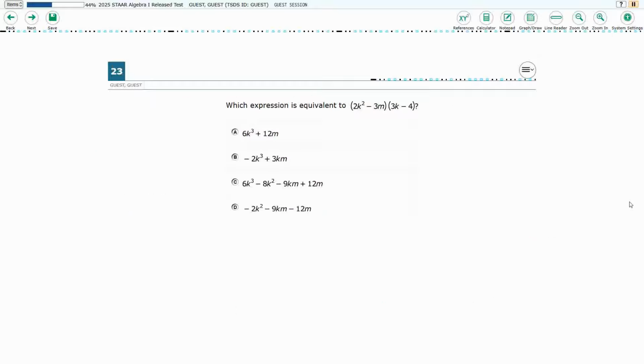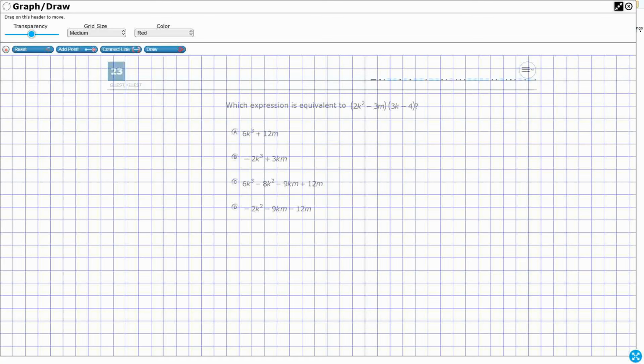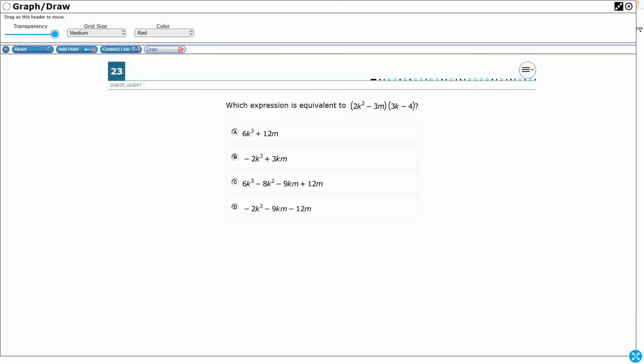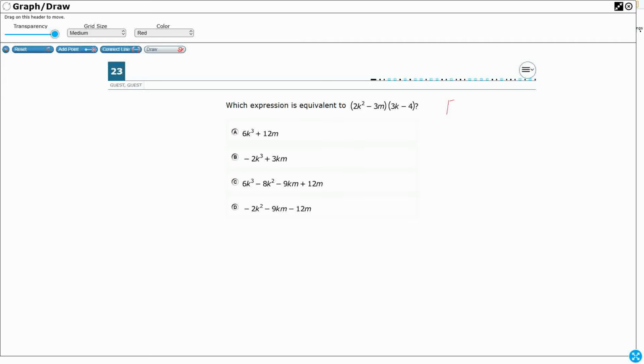For number 23, we are multiplying polynomials. This is A.10b, and we simply have two different binomials. We need to use the distributive property, and in this case, since they're two binomials, let's go ahead and use our FOIL. So that's first, outer, inner, and then last. So that kind of gives us our order of multiplying here.